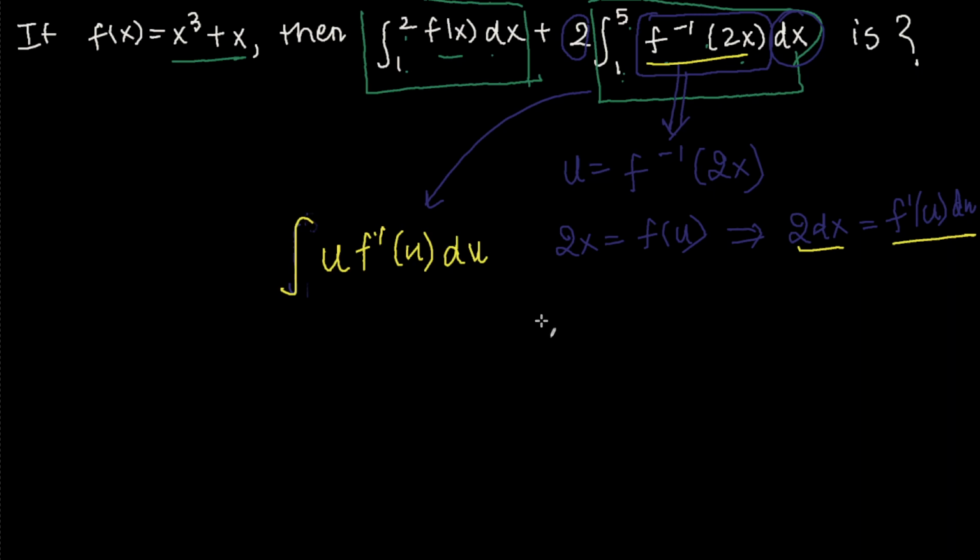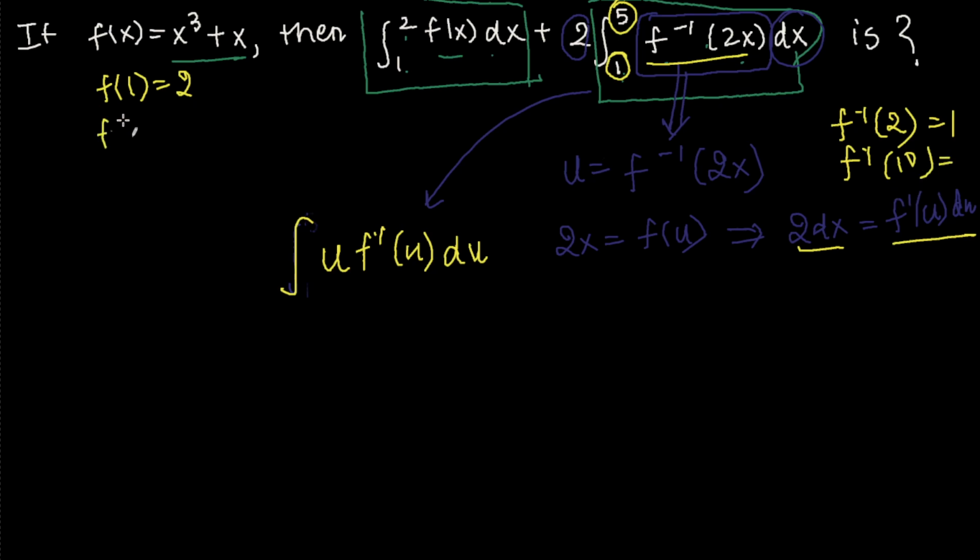What are the limits? When x was equal to 1, u will be equal to f inverse of 2. Now notice that if you put in f of 1, this gives you 2. So f inverse of 2 is going to be equal to 1. Similarly, f inverse of 2 times 5, f inverse of 10. Well, think about it: f of 2 is just equal to 10, and it very conveniently happens to be the limit that we have right there. So f inverse of 10 is equal to 2.